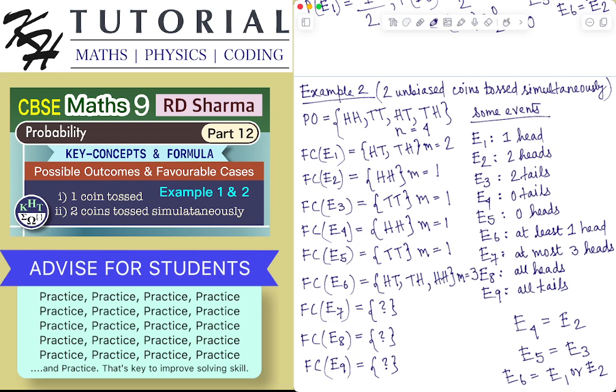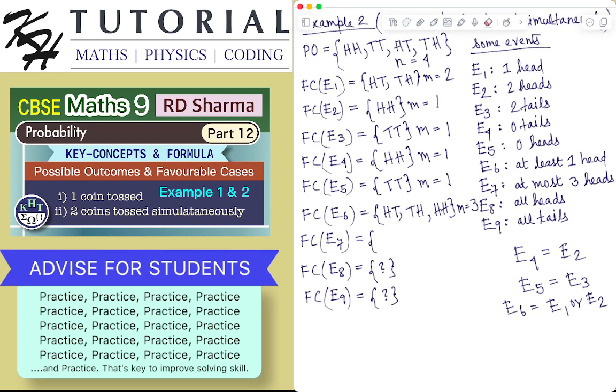Okay, let's see event E7. It says at most 3 heads. At most 3 heads means it can have 3 heads. It cannot have 3 heads because we are dealing with 2 coins. So 3 heads is not a possibility. Definitely we can have 2 heads, we can have 1 head, and we can have 0 heads.